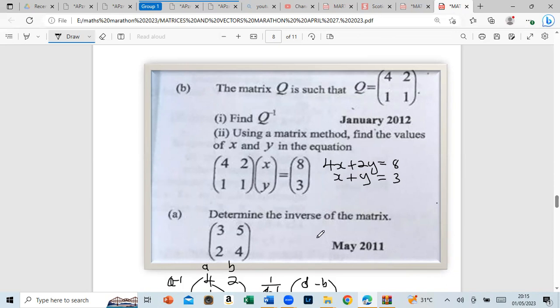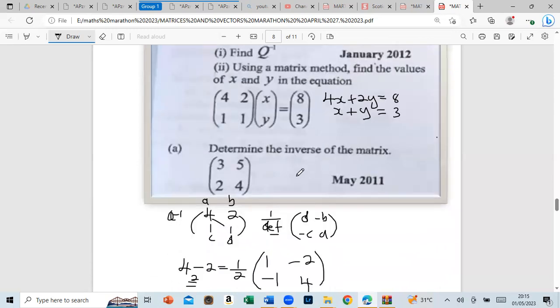Alright. But this one now, they said determine the inverse of the matrix 3, 5, 2, 4. Now, I think this year was pretty easy, 2011, this part here, because it's all positive numbers. So we just multiply 3 times 4 is 12. So that will be 12 minus 5 times 2, which is 10. So the determinant will be 2. And every year, they make the determinant be 2.